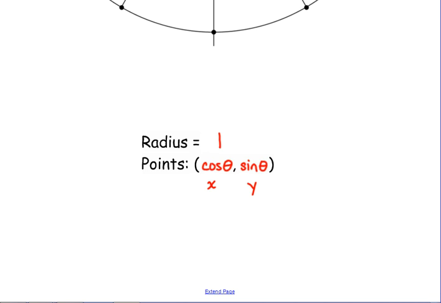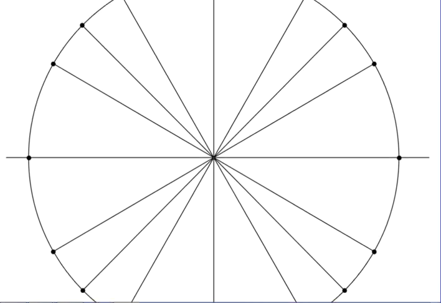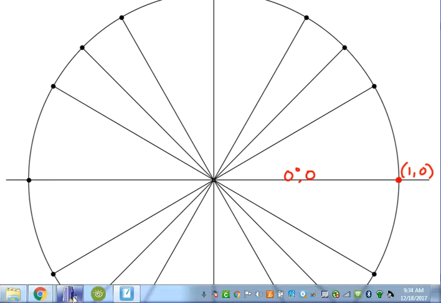So we're going to start by labeling the points on the x and y axes. We're going to start on the positive x-axis because that is 0 degrees. That's where we start. 0 degrees, 0 radians. We always start on the positive x-axis. If this circle has a radius of 1, then that point out there has an x-coordinate of 1 and a y-coordinate of 0.